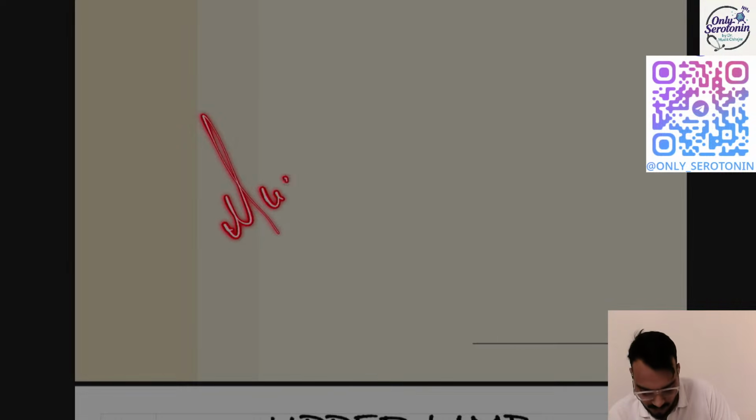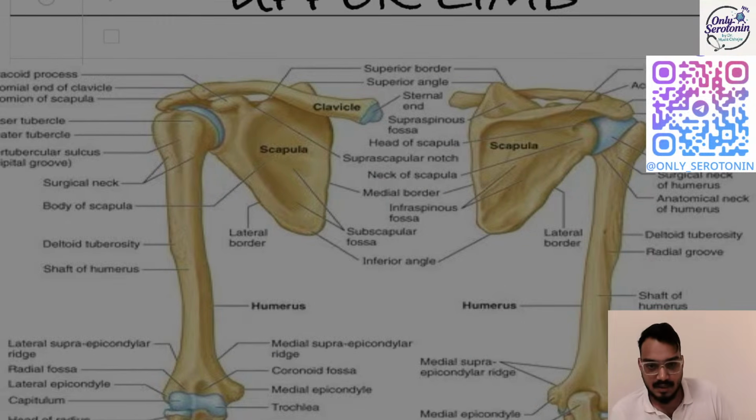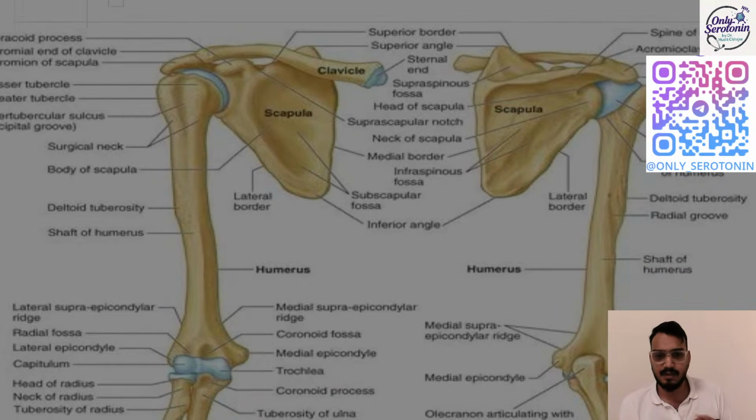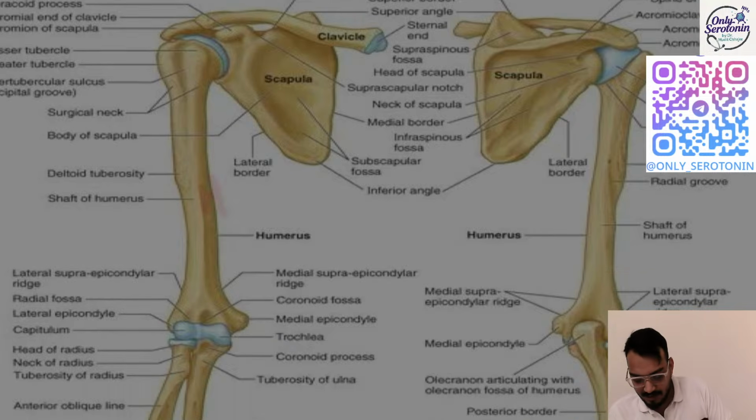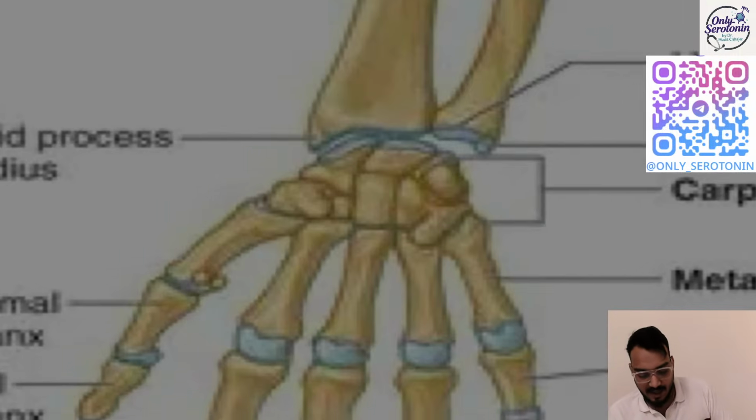So today we are going to do upper limb. In the upper limb, how many bones are there, guys? First of all, we should know the names of the bones present in the upper limb. The upper limb starts with the clavicle. Then we have scapula, humerus, then ulna, radius. And then we are having what, guys?